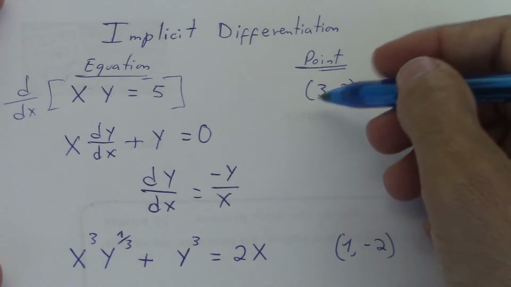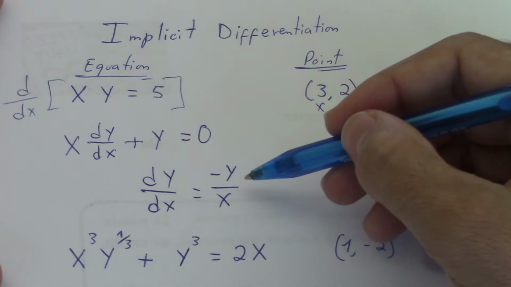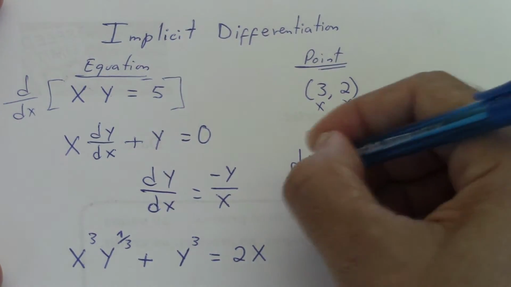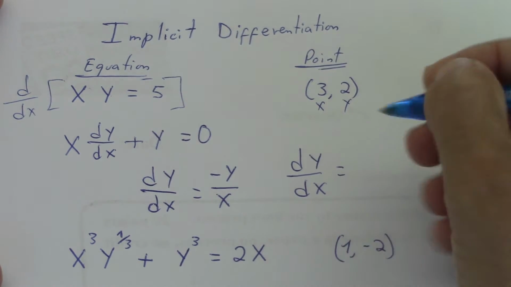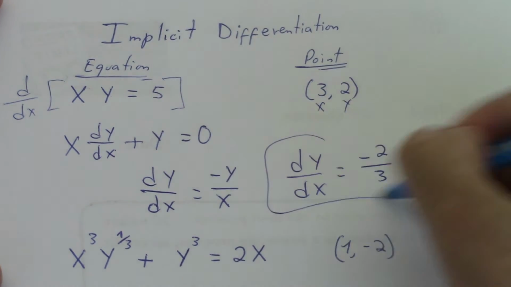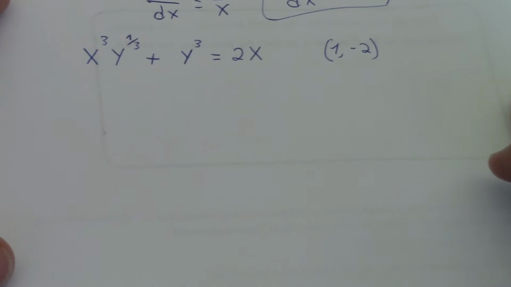Okay, and now we plug in. The first one, remember, is x, the second one is y, so that would be negative 2 over 3. So dy/dx is equal to negative 2 over 3. Okay, and that would be the answer. Let's take a look at another example, a little bit harder.